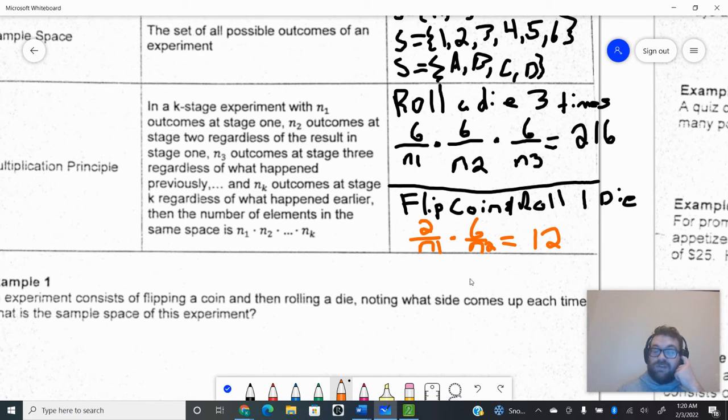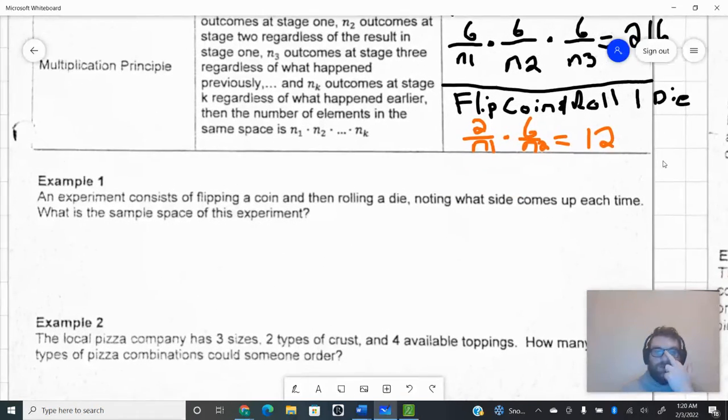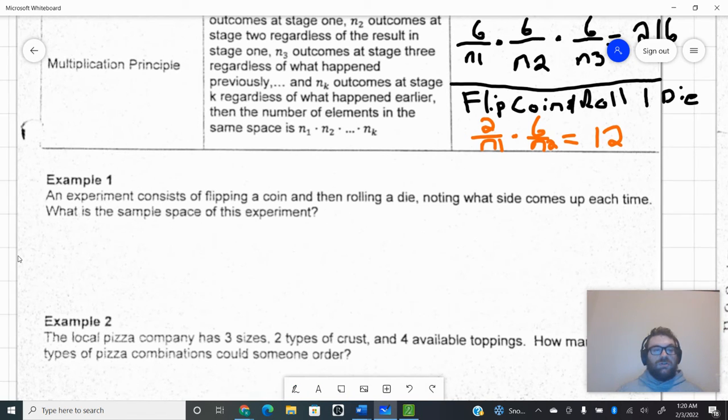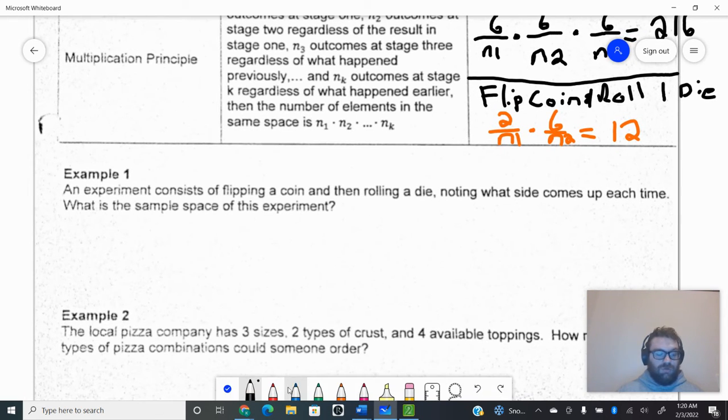So that's basically the gist of what we're going to be doing today. Let's take a look at some examples. An experiment consists of flipping a coin, so 1 coin, and then rolling a die, so 1 die, noting which side comes up each time. What is the sample space of this experiment? We just kind of talked about this, but this time it wants us to come up with the sample space. So here's what we're going to do.